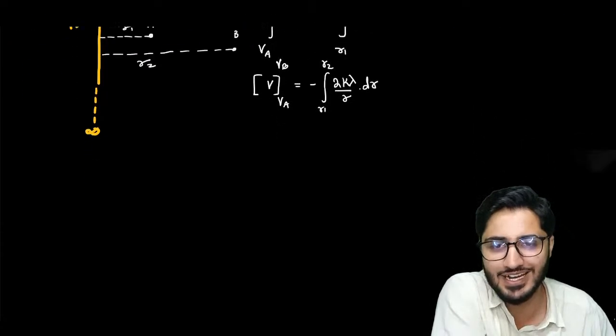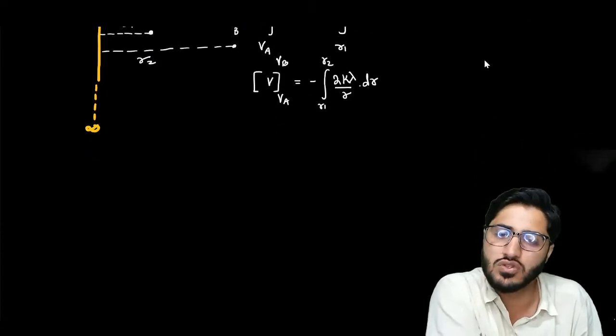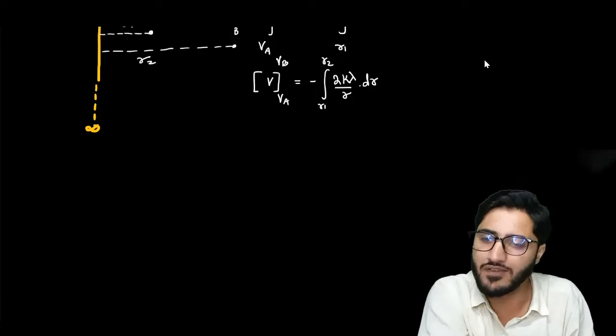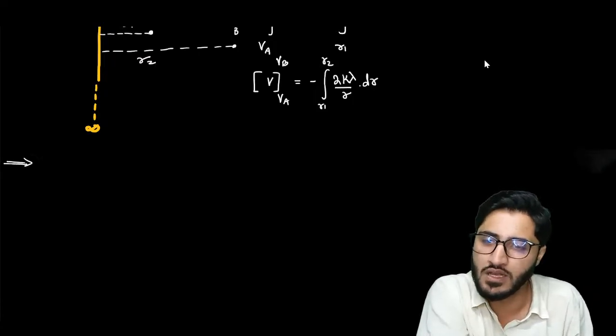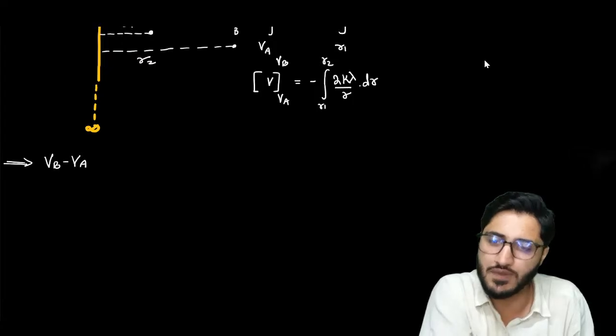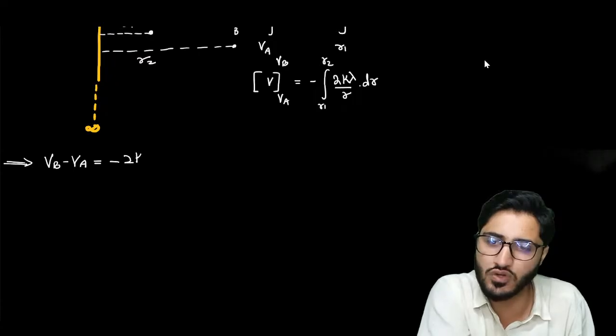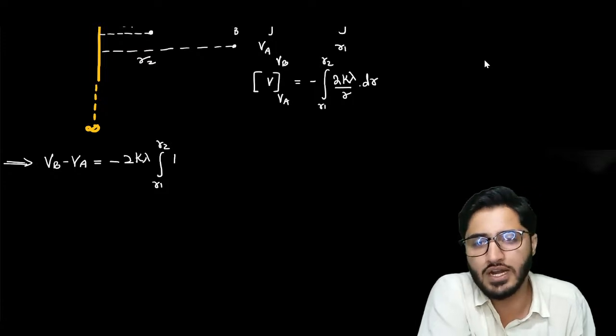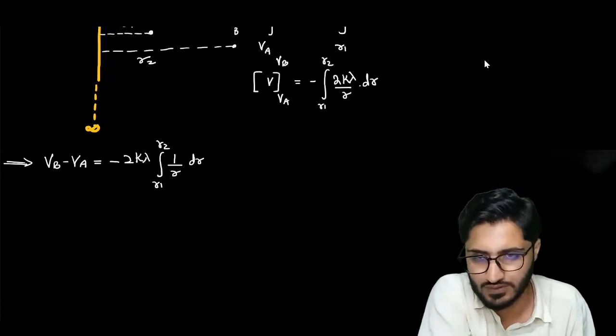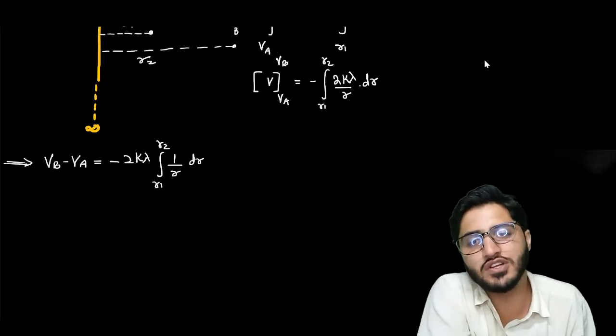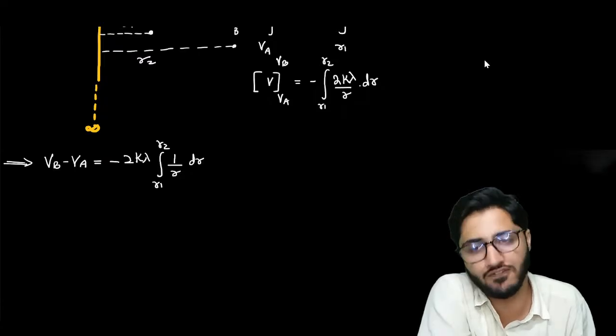Look, so I will write the whole scenario here. The upper limit VB minus the lower limit VA equals, look, minus is outside, 2 is constant, K is constant, lambda is constant. So I need to integrate from R1 to R2, 1 by R dr. Do you know what is the integration of 1 by R? Yes, sir, it is ln of R.